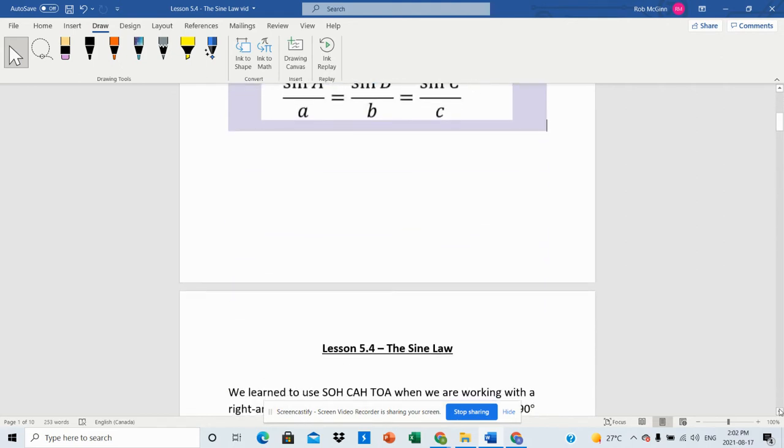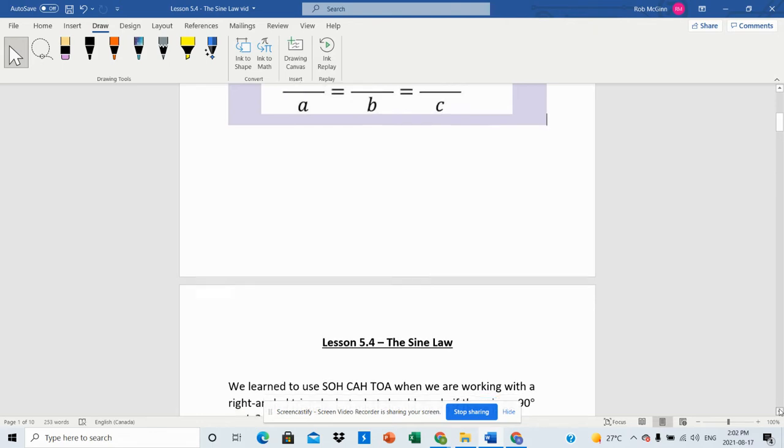And so this first part's going to be a little bit of a proof on the sine law. So if you don't understand the proof, that's okay, as long as you're understanding how to apply the sine law, which we'll do with some examples a little later on.